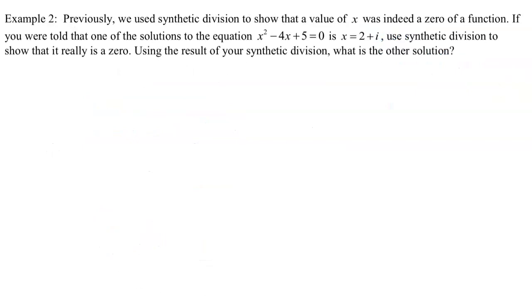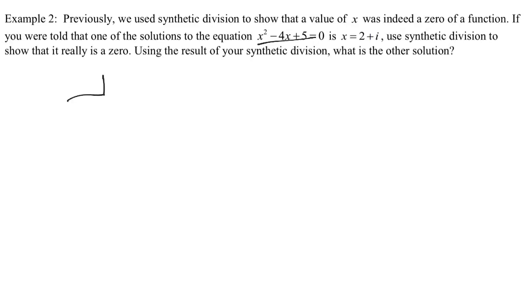Okay, I really like this next example because I think it really ties together some of the things that we've been talking about and illustrates it to you in a nice way through example. And so previously we used synthetic division to show that a value of x was indeed a zero of a function by synthetically dividing and showing that the remainder equaled 0. Now, if I told you that one of the solutions to the equation x squared minus 4x plus 5 was x equals 2 plus i, let's use synthetic division to show that that is really a 0.